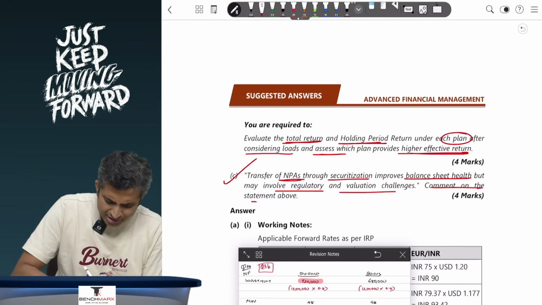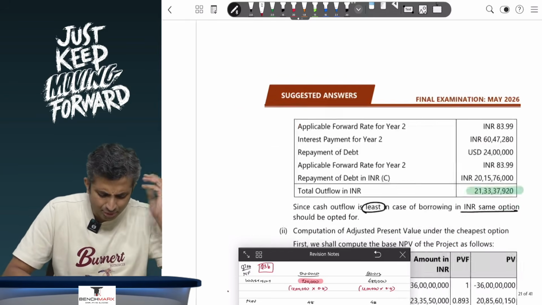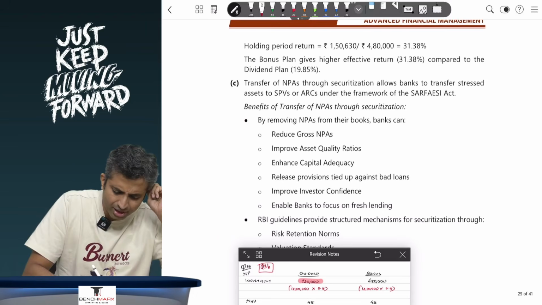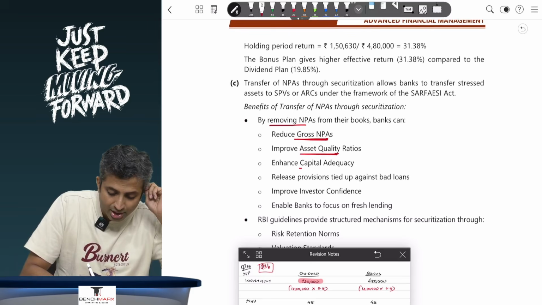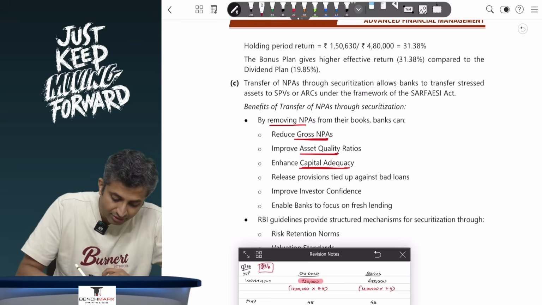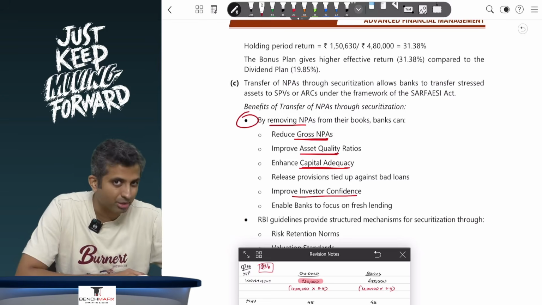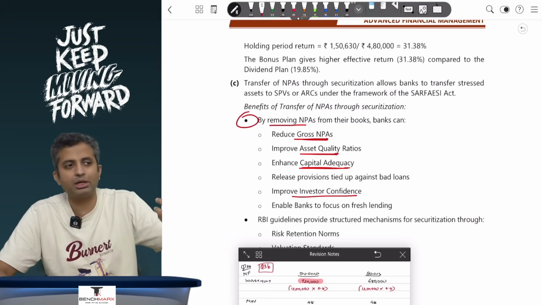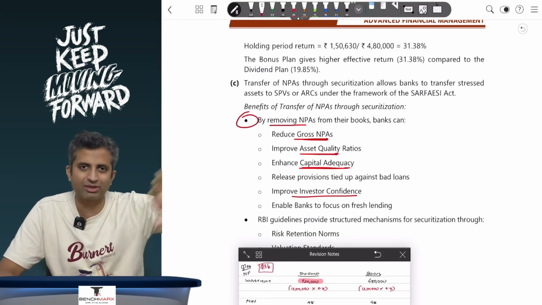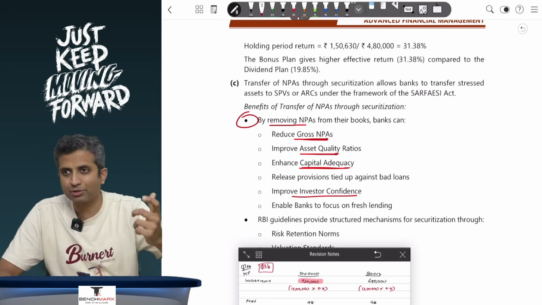So there will be a lot of challenges, like for example, this is a pure theory. We can review this, where you have, let us say, by removing NPAs, you will reduce the gross NPAs, improve the asset quality, better capital adequacy, you don't have to write so much. You can just write in your own simple words, improve investor confidence, etc. But again, it results in a moral hazard as well, because banks now will be a little more reckless when it comes to lending, because banks would say, well, you know what, ultimately I can securitize and transfer it, and hence that is kind of a challenge.